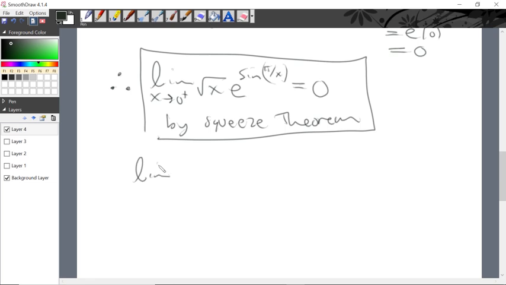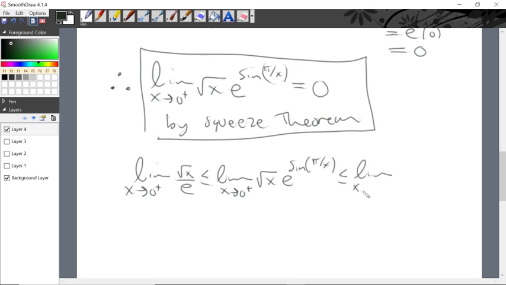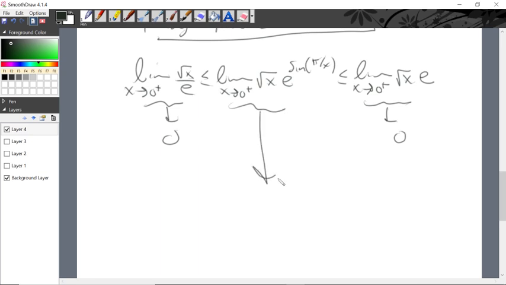So we're saying that the limit as x goes to 0 of root x over e is less than or equal to the limit as x goes to 0 of the square root of x e to the sine of pi over x, which is less than or equal to the limit as x goes to 0 from above of the square root of x times e. This limit is 0, this limit is 0, and therefore, by the squeeze theorem, this limit is going to be 0 as well.